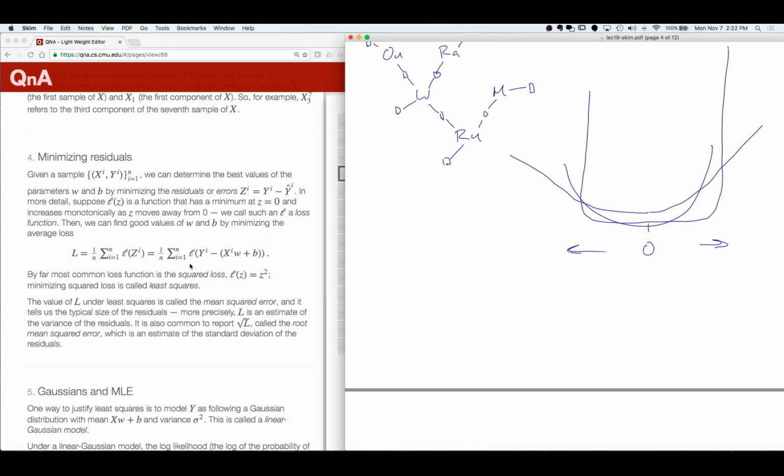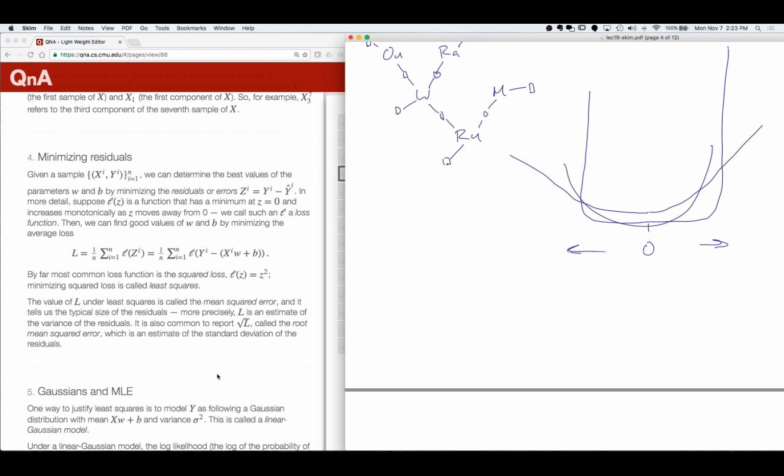And so we minimize the sum of squared losses, or the average squared loss: 1 over n times the sum from i equals 1 to n of the squared value of the residual, y minus y hat, where y hat is x times w plus b. This average loss, where the loss function is the squared loss, is called the mean squared error, and it tells us the variance of our residuals. Because it tells us the variance, it's also common to report the square root of it, which is called the root mean squared error, and that tells us the standard deviation of our residuals.